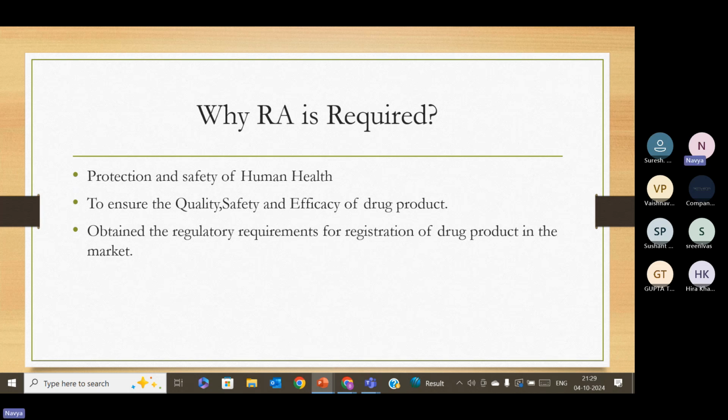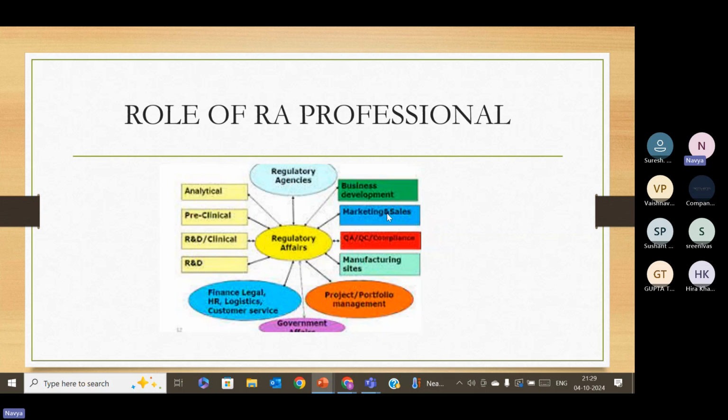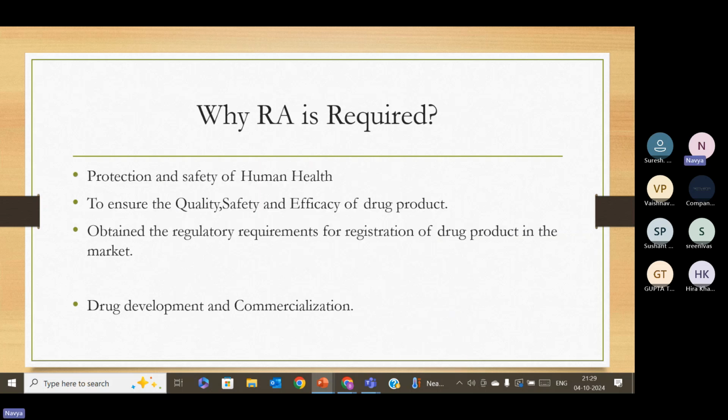To know the quality, safety, and efficacy of the product. Okay, that's the thumb rule which we follow in the pharmaceutical industry. Obtain the regulatory requirements for registration of drug product in the market. What are the different strategies which are required to be known by the other people. And last one is drug development commercialization.